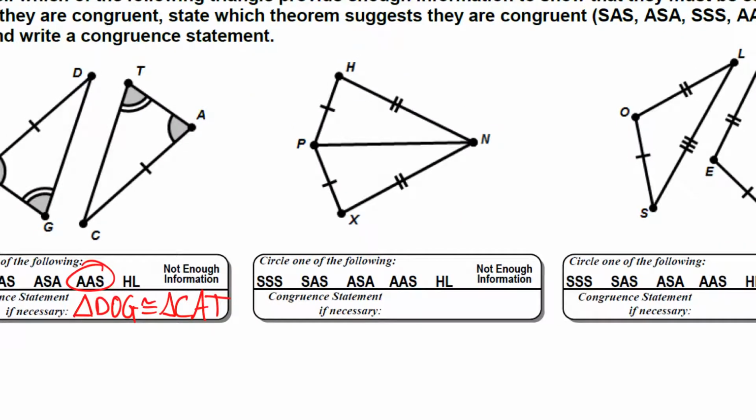Okay, next one. Reflexive property says that a side is congruent to itself if you were to split it apart. So how are those two triangles congruent? SSS. Okay, I don't think the person who wrote these questions had anything in mind on this one. I haven't been able to figure it out, but I'm just going to say triangle HPN is congruent to triangle. What do you think? XP.